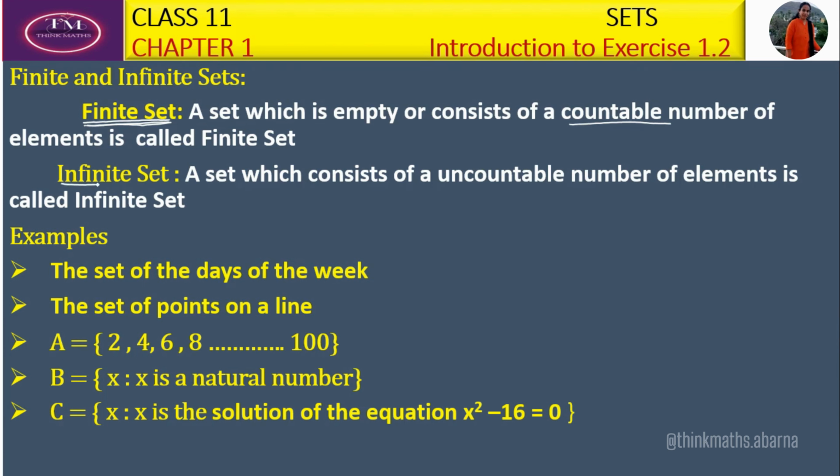Next one, infinite set. A set which consists of an uncountable number of elements. That is, we cannot count. We cannot say 20 elements are there, 30 elements are there. So it is uncountable. If we are not able to count the elements, then it is called an infinite set.